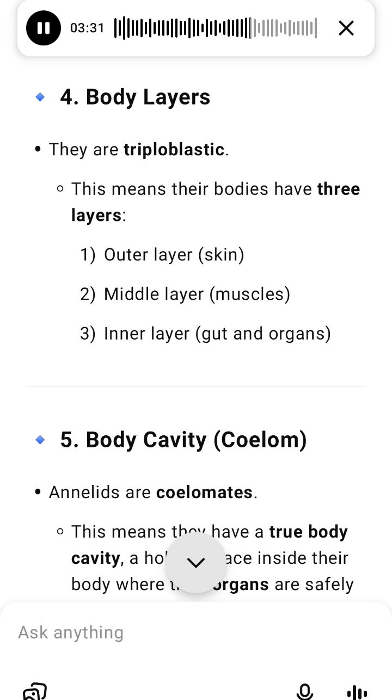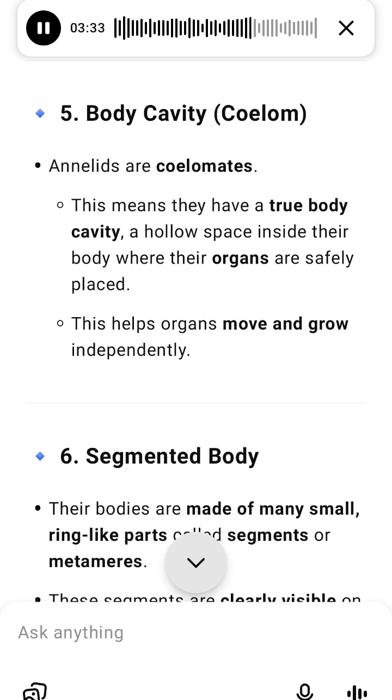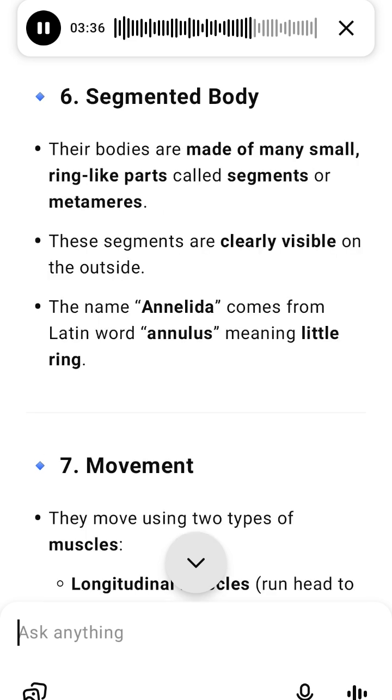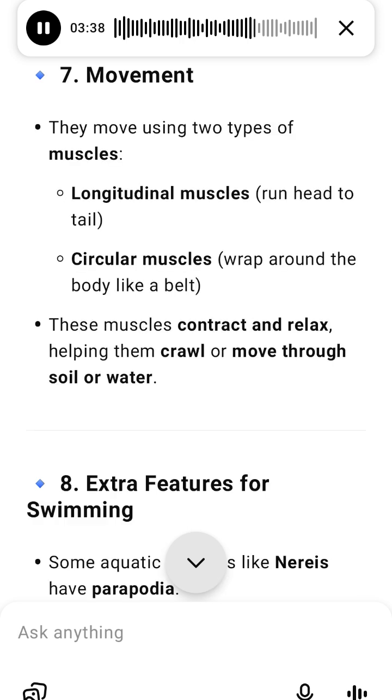13. Important examples. Common name, scientific name, notes. Marine worm, Nereis: lives in sea, swims with parapodia. Earthworm, Pheretima: lives in soil, improves farming soil. Blood-sucking leech, Hirudinaria: sucks blood, used in medicine.